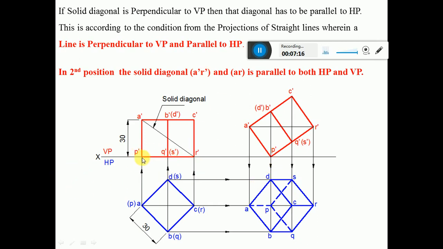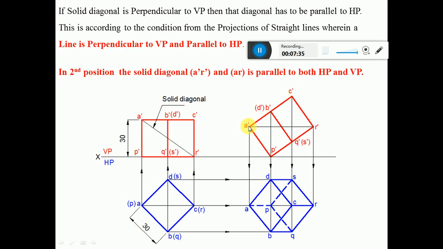Similarly, you measure the length from P dash to A dash. From P dash you cut an arc on this to get this point A dash. Then from A dash you measure the distance of A dash to C dash. From A dash you draw an arc. Similarly, from R dash you measure the distance R dash to C dash by using the compass. From here you cut an arc. You are going to get this point C dash.